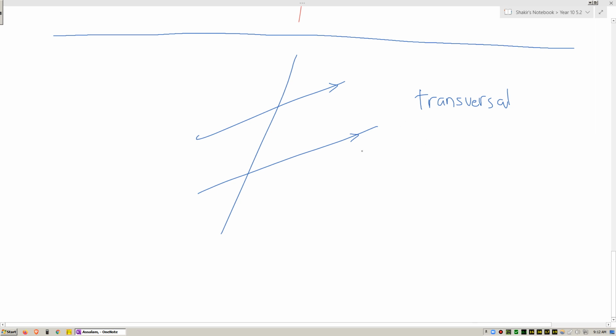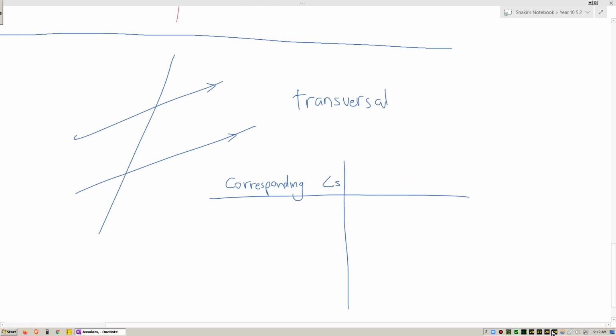Now there's three types of special angles. First of those is corresponding. Corresponding angles. Okay, that's the first type of special angle. And corresponding angles, like let's label these 1, 2, 3, 4, 5, 6, 7, 8.